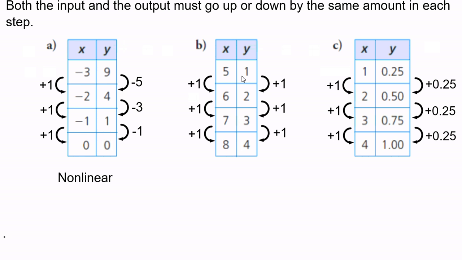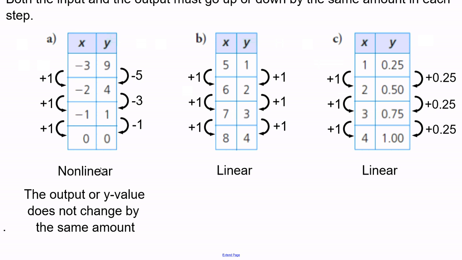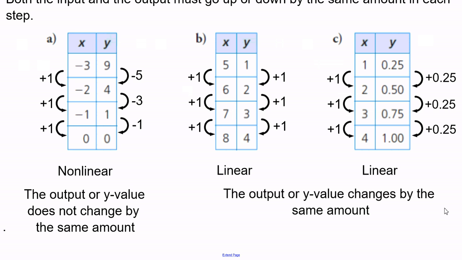Now on the next two, B and C, they go up by the same amount on each side every time. So both of these are going to be linear. Now remember, the definition of a nonlinear table is that the output or y value does not change by the same amount. So it's changing by a different amount each time. But in my linear tables, the output or the y value is changing by the same amount.